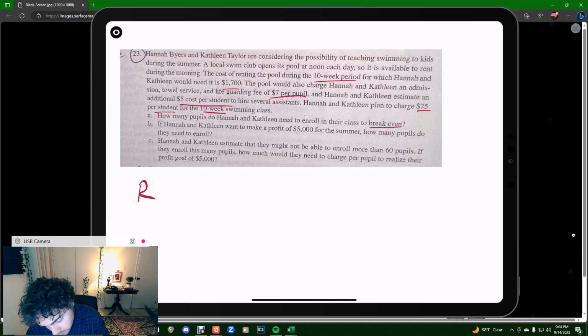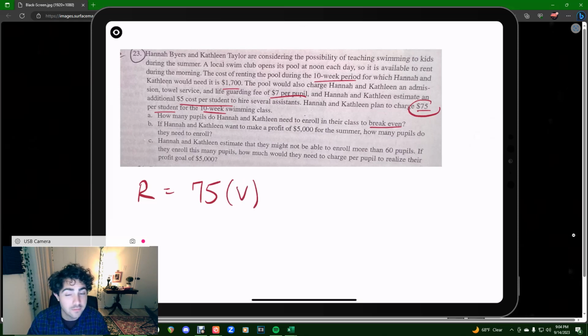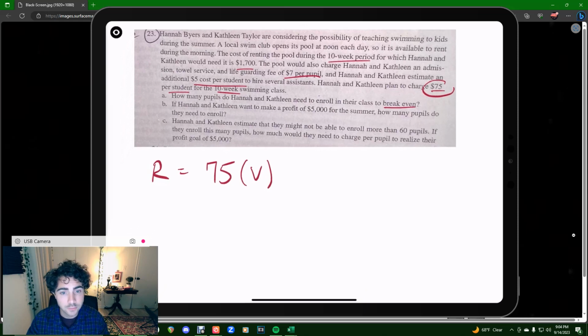Okay, so what's their revenue? Price times quantity. They say the price is $75 for the entire 10-week swimming class, right? And they're asking how many pupils. So in terms of price times quantity, we don't know the quantity. I think in this class they call quantity volume. So we do not know the volume, how many people they're going to enroll. That's what we're solving for, so we're just going to leave it as V.